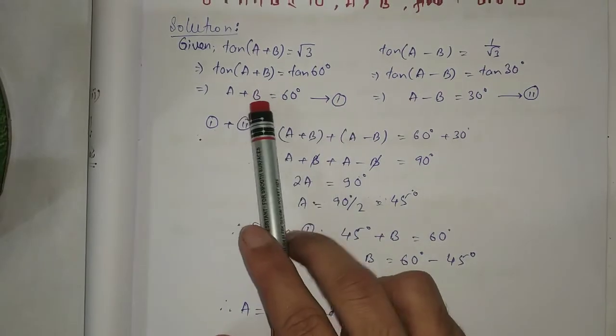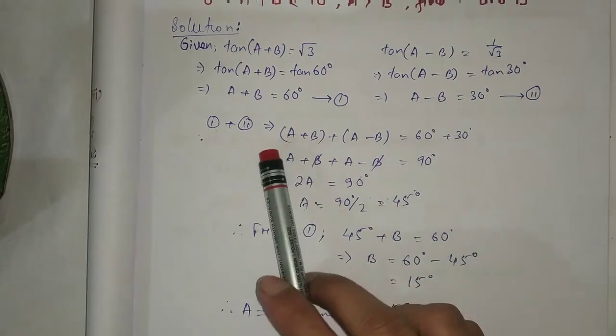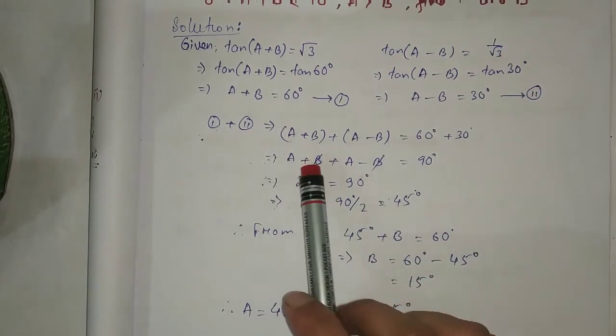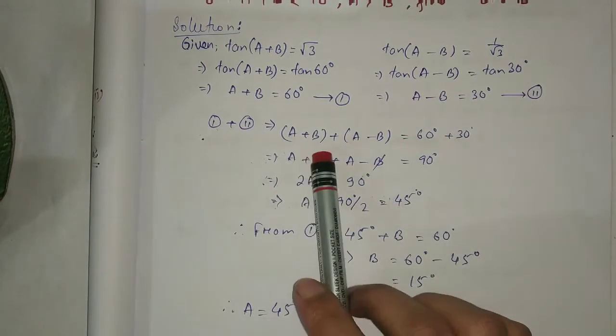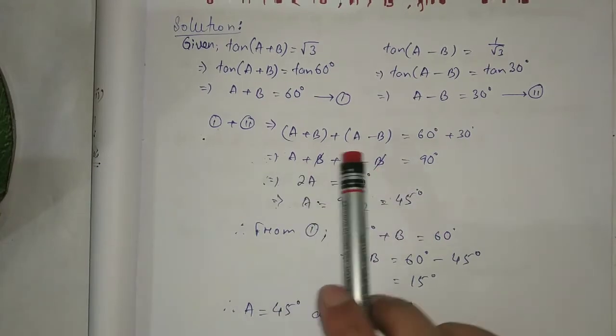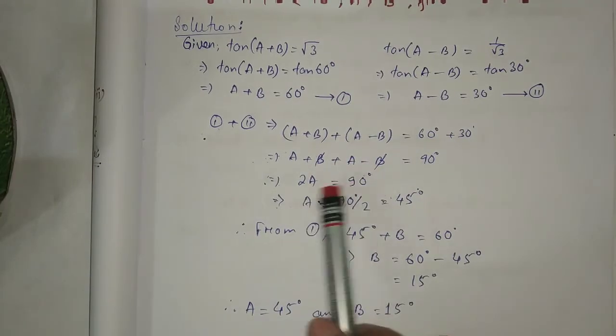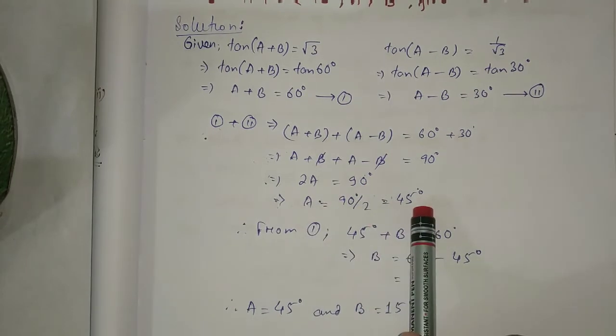So we mark the equation a plus b equal to 60 as 1 and a minus b equal to 30 as 2. And now on adding 1 and 2, we find that a plus b plus a minus b is equal to 60 plus 30, which is 90. And now from here b and minus b get cancelled out and we remain with a plus a, which becomes twice of a equal to 90, and we find the value of a to be 45.